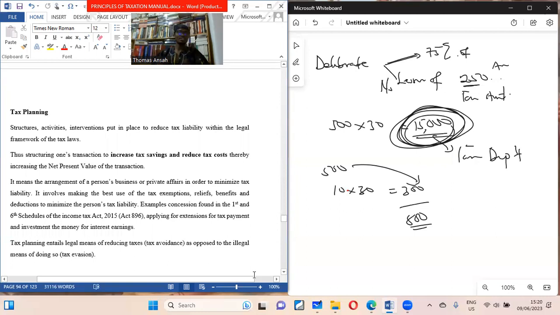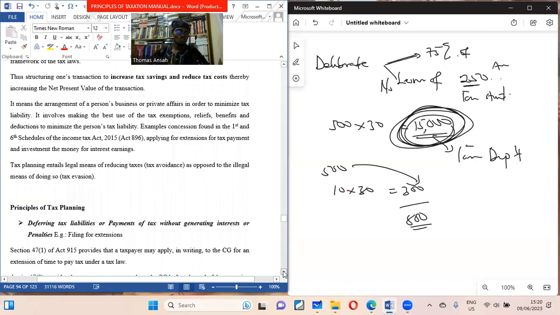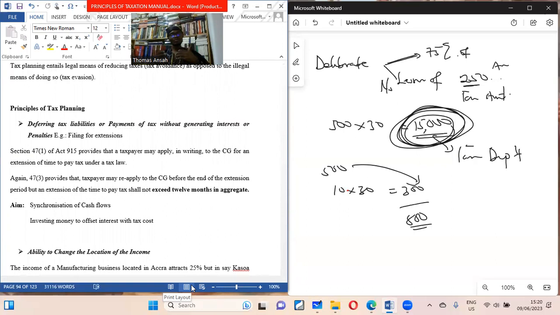Tax planning is anything that you do to reduce your tax payments. Take note of that. At level two, we talk about the elements. What are some of the things you do? You defer the tax liability without increasing your interest. How do you do that? Remember, we said you can file for an extension. If you file for an extension, you can synchronize and gather your cash flow, or you can invest the money in that short period and earn some interest, so that you can pay the tax liability with the interest without suffering.